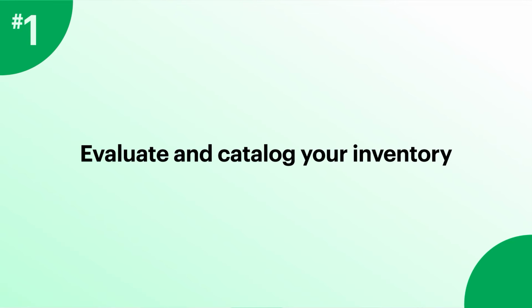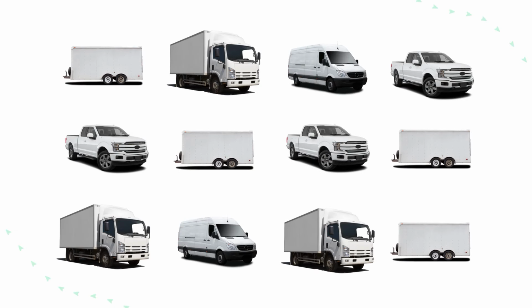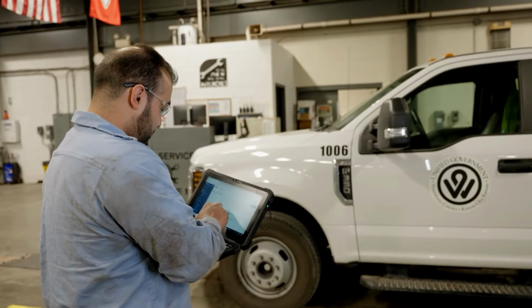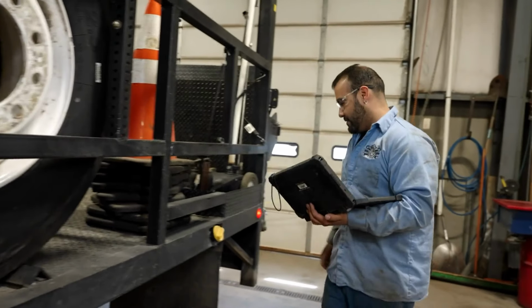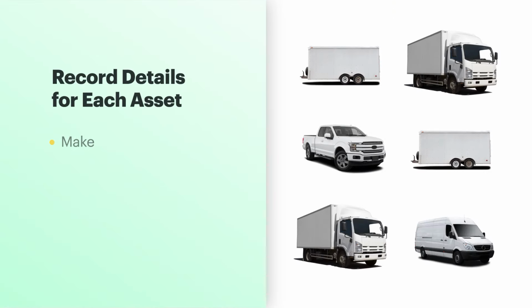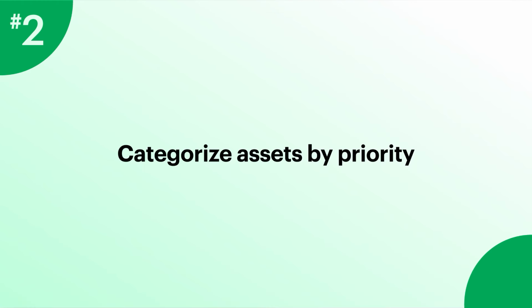First is evaluate and catalog your inventory. You need to compile a list of every asset you own that will require regular maintenance. When creating this list of assets, maintenance managers should really take the time to include as much information about every asset as possible. Having important details like the make, model, and service history will really make your job easier in the future.